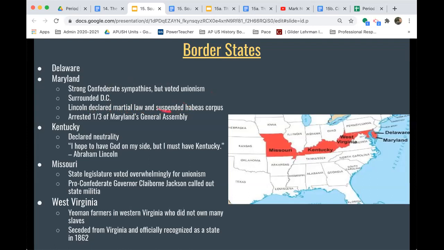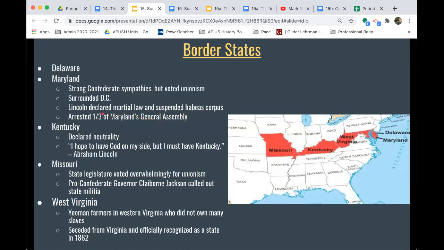And Lincoln also suspends habeas corpus. And that's an important element of our judicial system, which basically just means when you are arrested, you have the right to know what you're being arrested for, to be presented with a list of your charges and the evidence against you so that you can defend yourself in court. He's going to suspend this so that the U.S. military and government can arrest people who are trying to get Maryland to secede as committing treason and put them in jail. This is going to lead to a little bit of controversy over the constitutionality of this action.